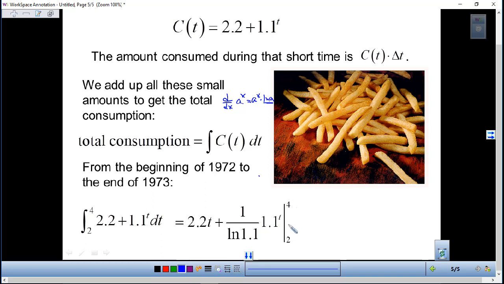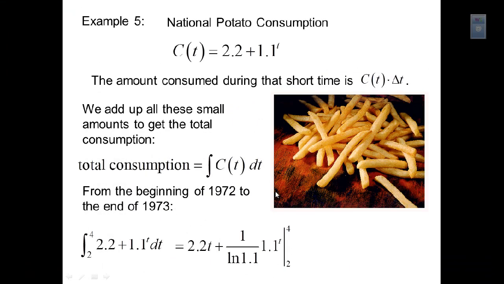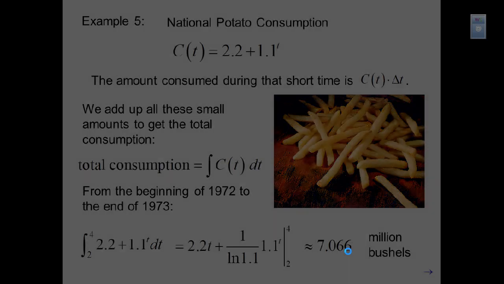All right, and then if we integrate, or sorry, if we evaluate it from 2 to 4, we're going to plug in 4, find the value, subtract when we plug in 2, and that would be our value. And if we do that, we're going to get approximately 7.066 million bushels.